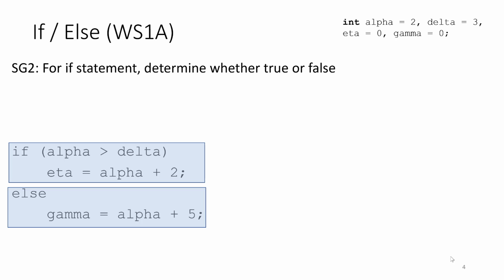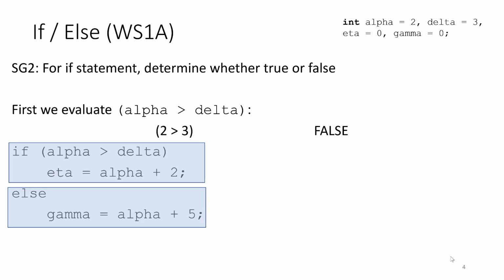For sub-goal 2, we now want to determine whether the Boolean expression is true or false. We look at, is alpha greater than delta? Alpha has a value of 2 and delta has a value of 3. 2 is not greater than 3, so the Boolean expression evaluates to false.